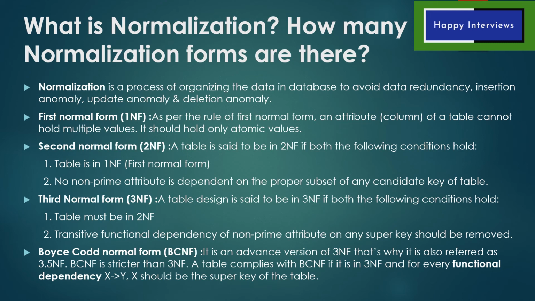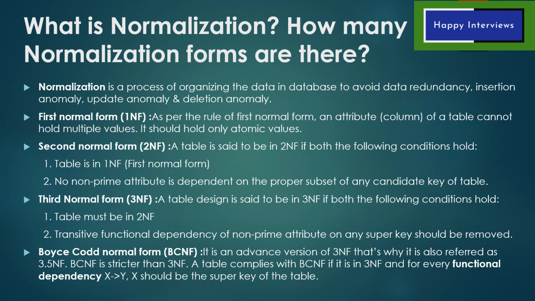So this is transitive dependency, and it should be removed to make the table in 3NF. Then comes BCNF, Boyce-Codd normal form. It is an advanced version of 3NF, which is why it is also referred to as 3.5 NF. BCNF is stricter than 3NF. A table complies with BCNF if it is in 3NF, and for every functional dependency X to Y, X should be a super key of the table. This is BCNF, and it is stricter than third normal form.